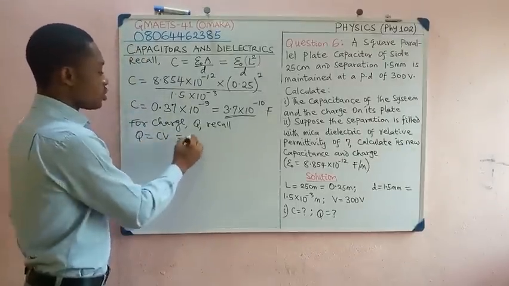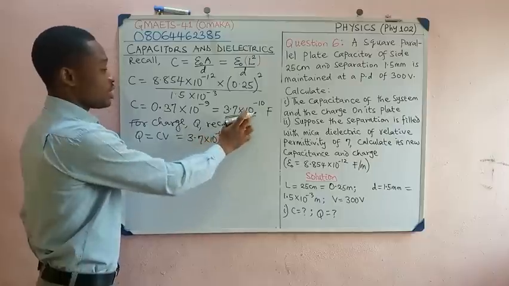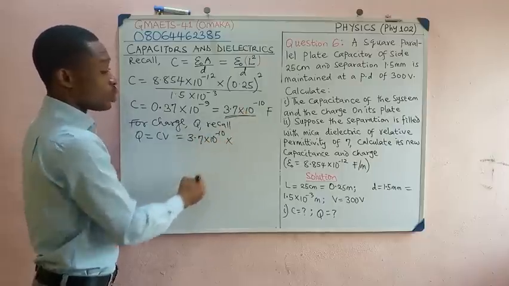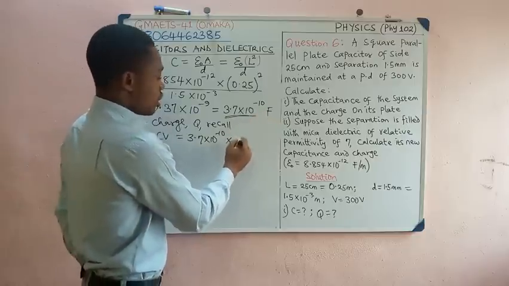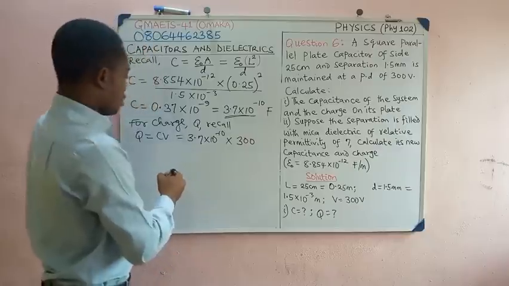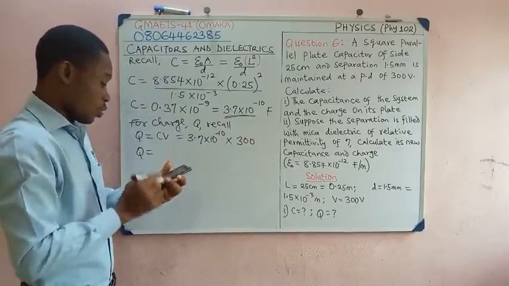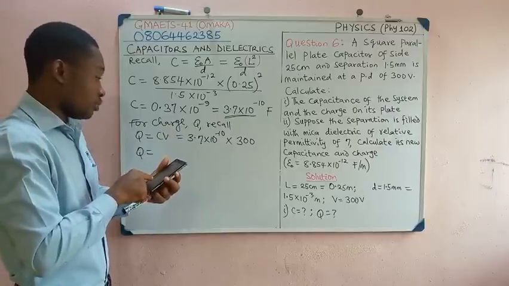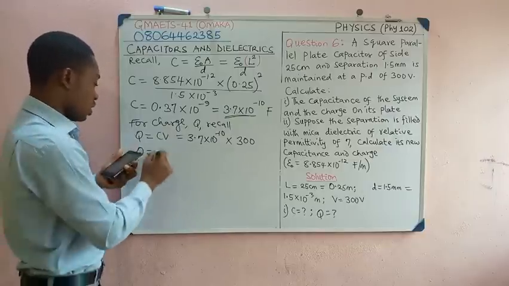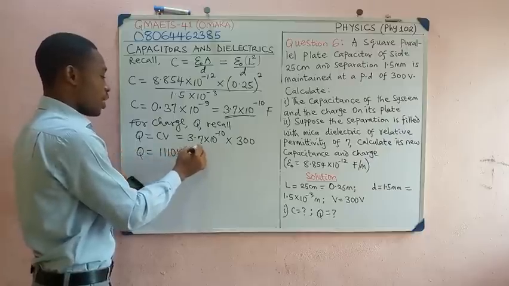So you can substitute, the capacitance is 3.7 times 10 raised to the minus 10 calculated already. So we're going to multiply by the voltage, and the voltage that the plate is maintained at is 300 volts. Once again, we'll reach out for a calculator. Let's see what it's going to give to us. So I have 3.7 multiplied by 300. It's giving me 1,110 times 10 raised to the power minus 10.